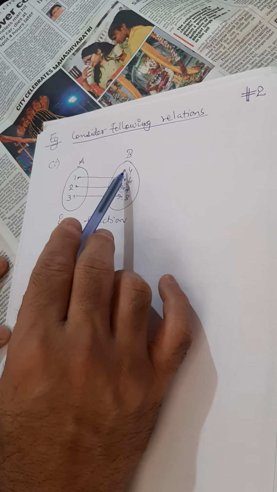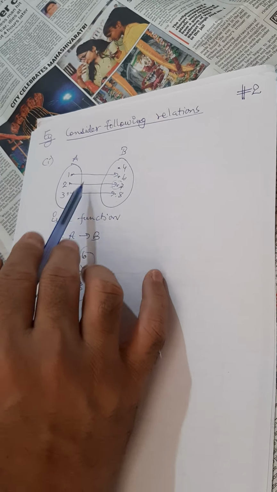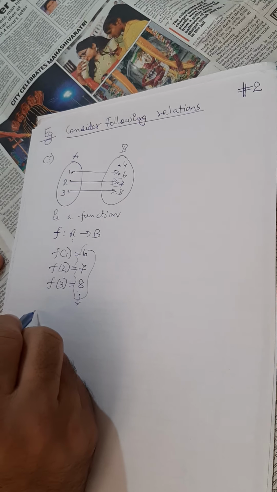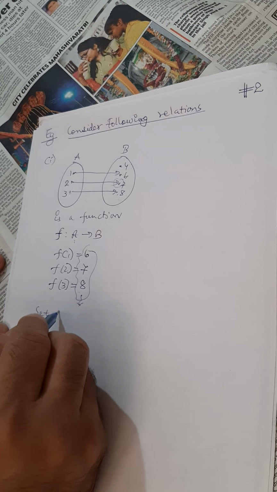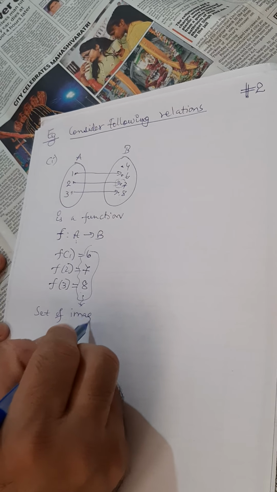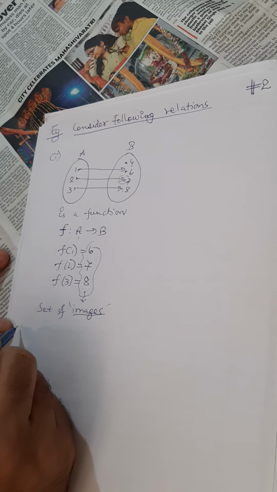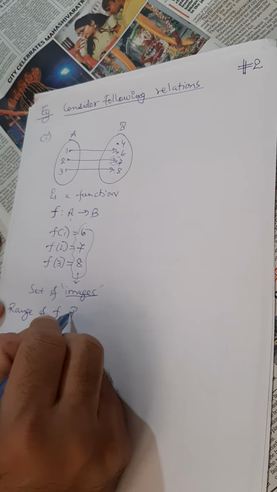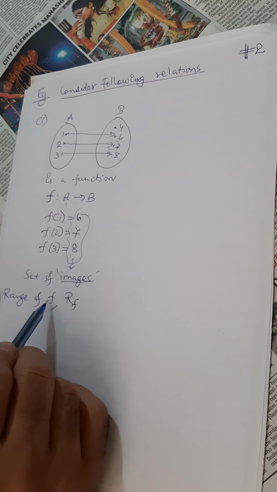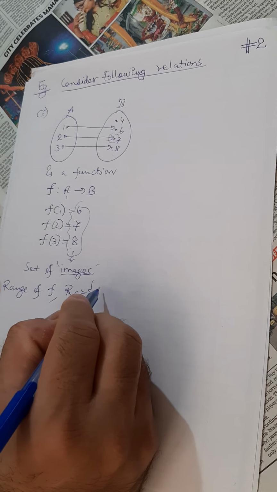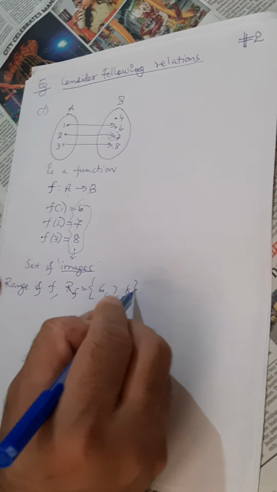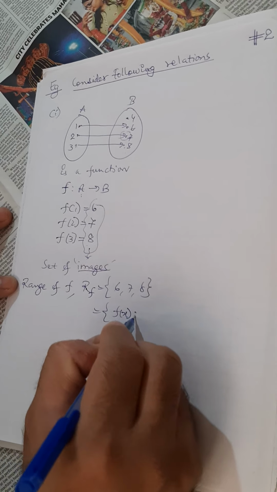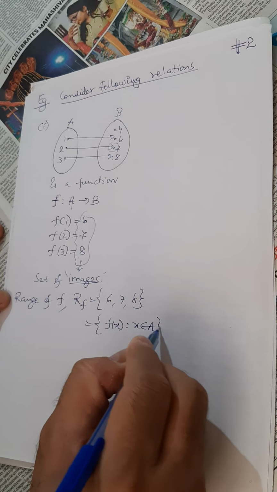There you may have an extra member, which is 4, which is not connected with any member. It is quite possible. So if I form the set of images, this is called the range of the function, range of f, which is usually denoted by Rf. R stands for range for function f. So what is that? It is 6, 7, 8. It is usually written as f of x, where x belongs to the domain of the function.